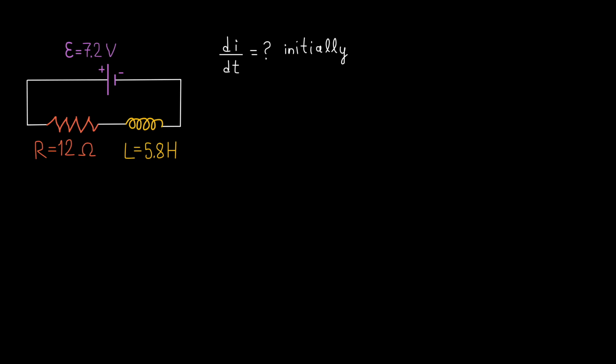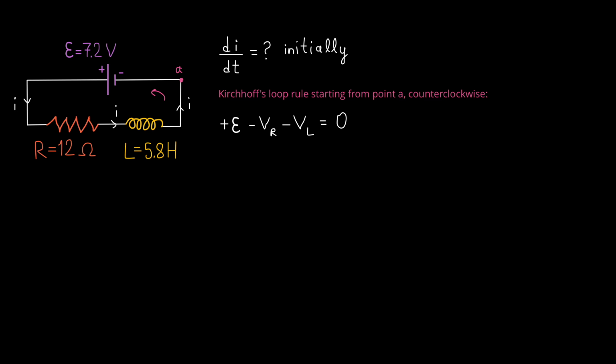One way to solve this problem is to apply Kirchhoff's loop rule around this single loop circuit. We start from point A at the upper right corner and go in the counterclockwise direction. First, we go from the negative terminal towards the positive terminal of the battery, that's plus EMF. Then we're following the current and go across the resistor, that's a decrease in the voltage, so that's minus V sub R. And then we go across the inductor, which is also a decrease in potential.